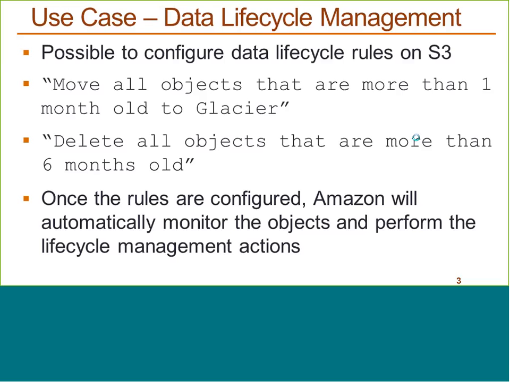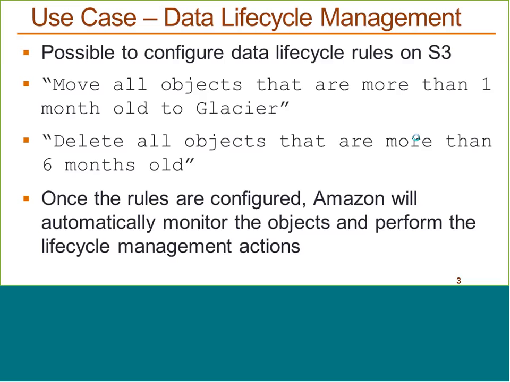The reason is the cost. S3 costs 10 cents per gigabyte versus Glacier costs 1 cent per gigabyte. So you can have an archival policy, for example, that moves objects that are more than 1 month old to Glacier, and this will help save you cost. You can also have a deletion policy saying that if your objects are more than 6 months old, just delete them from either S3 or Glacier, wherever.